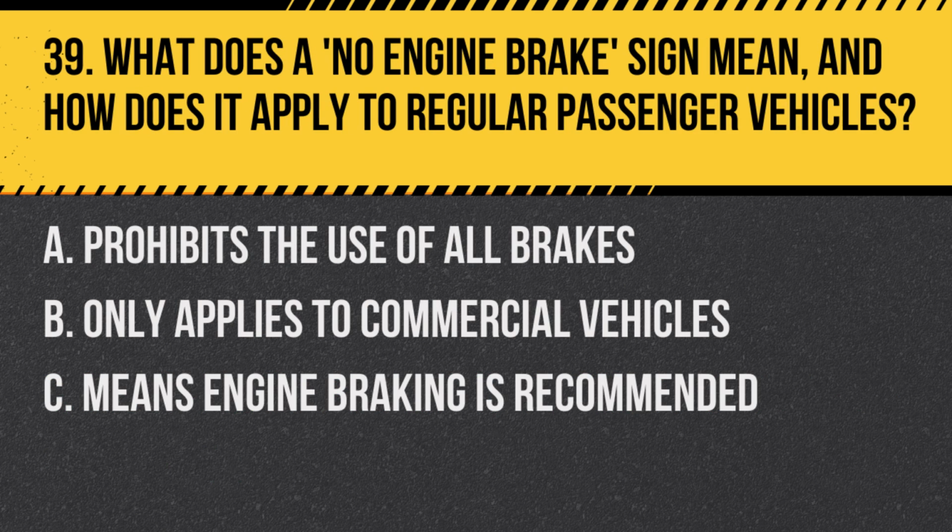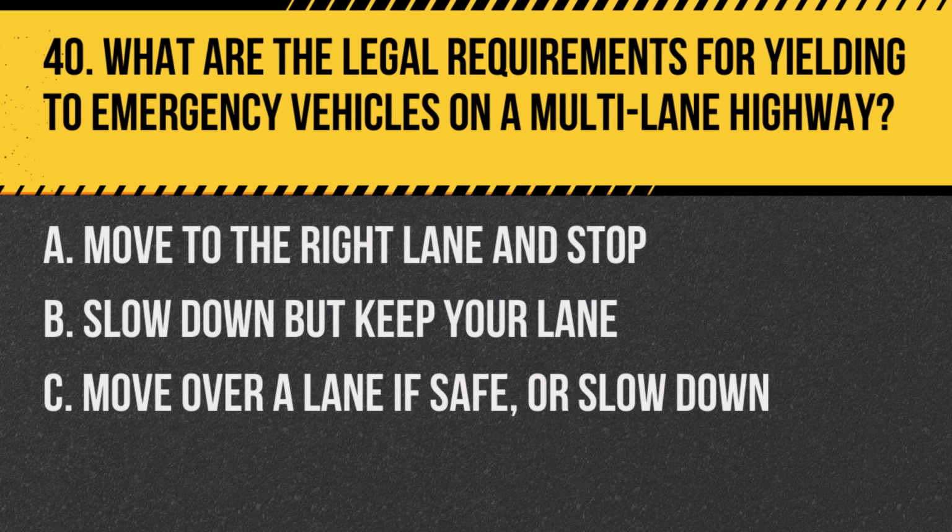Question 39. What does a no engine brake sign mean, and how does it apply to regular passenger vehicles? A. Prohibits the use of all brakes. B. Only applies to commercial vehicles. C. Means engine braking is recommended. Answer: B. Only applies to commercial vehicles. No engine brake signs are typically aimed at commercial vehicles using loud engine braking systems and do not apply to regular passenger vehicles.